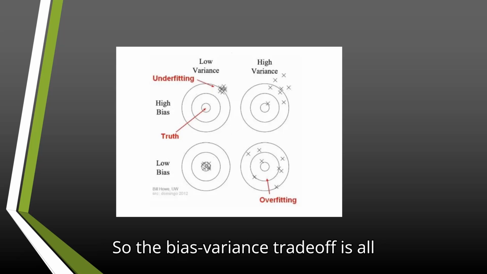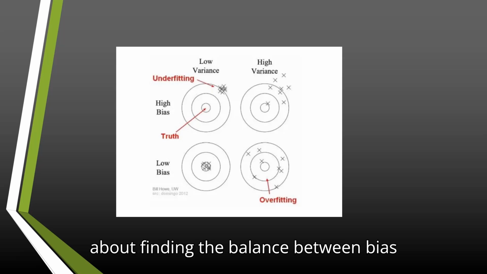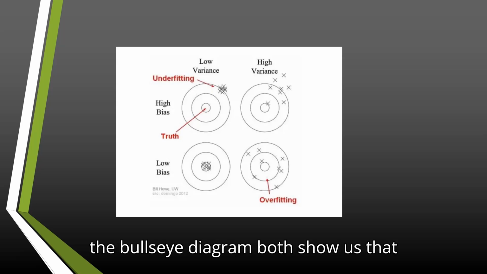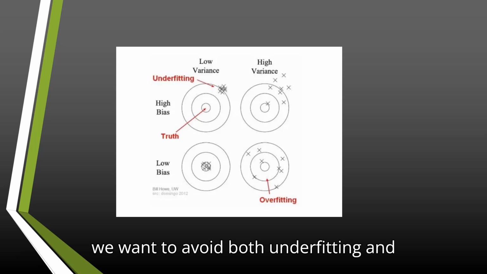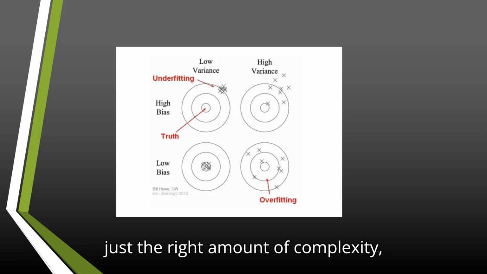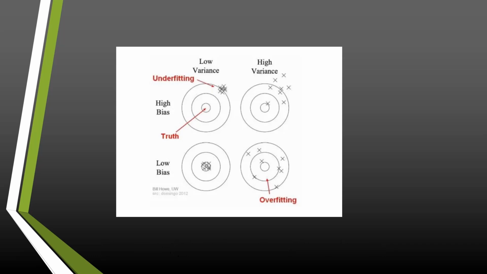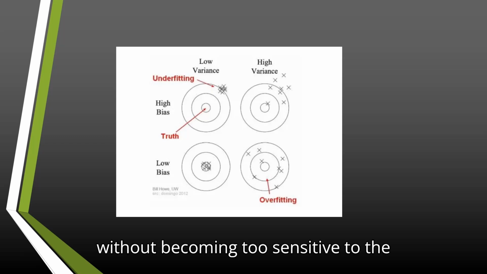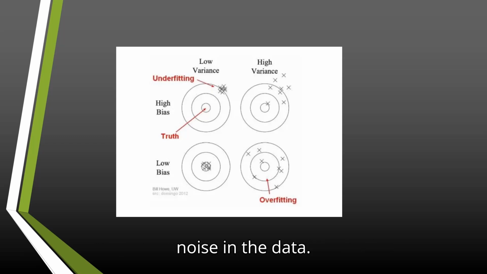So the bias variance trade-off is all about finding the balance between bias and variance. The graph we just saw and the bullseye diagram both show us that we want to avoid both underfitting and overfitting. We want a model that has just the right amount of complexity, enough to capture the patterns without becoming too sensitive to the noise in the data.